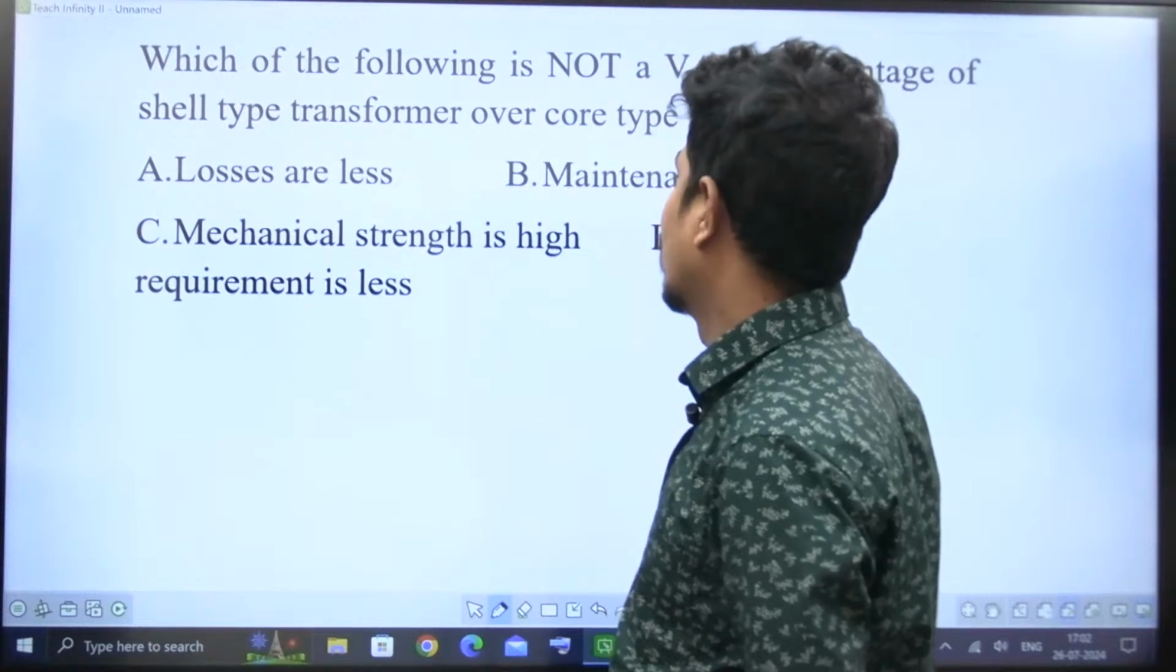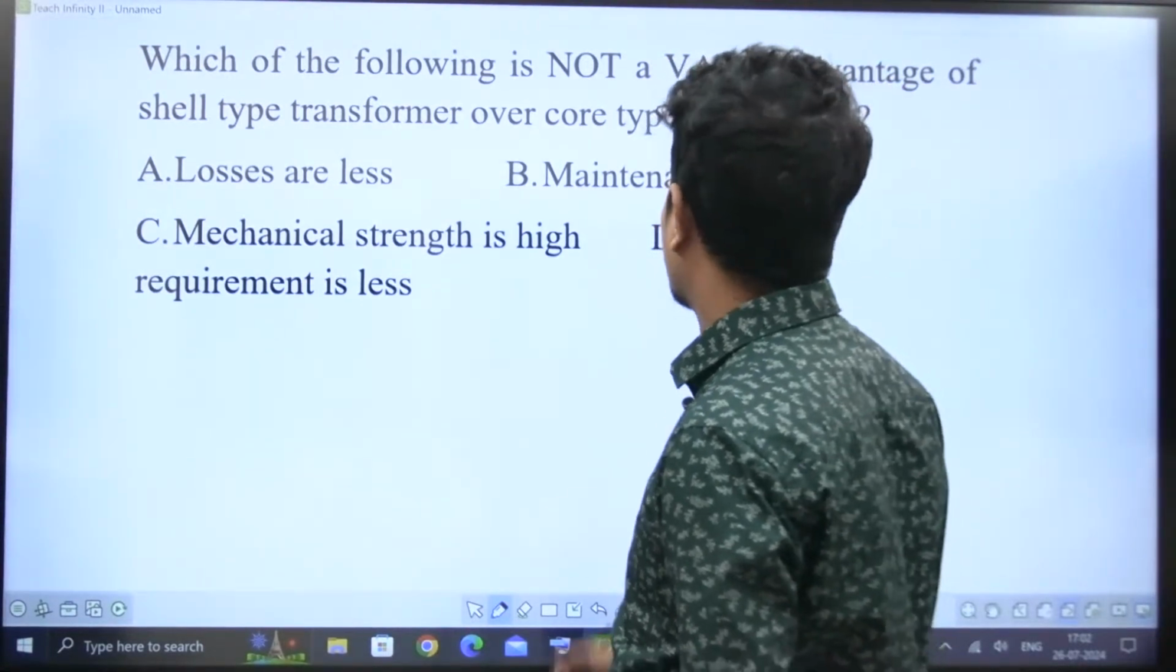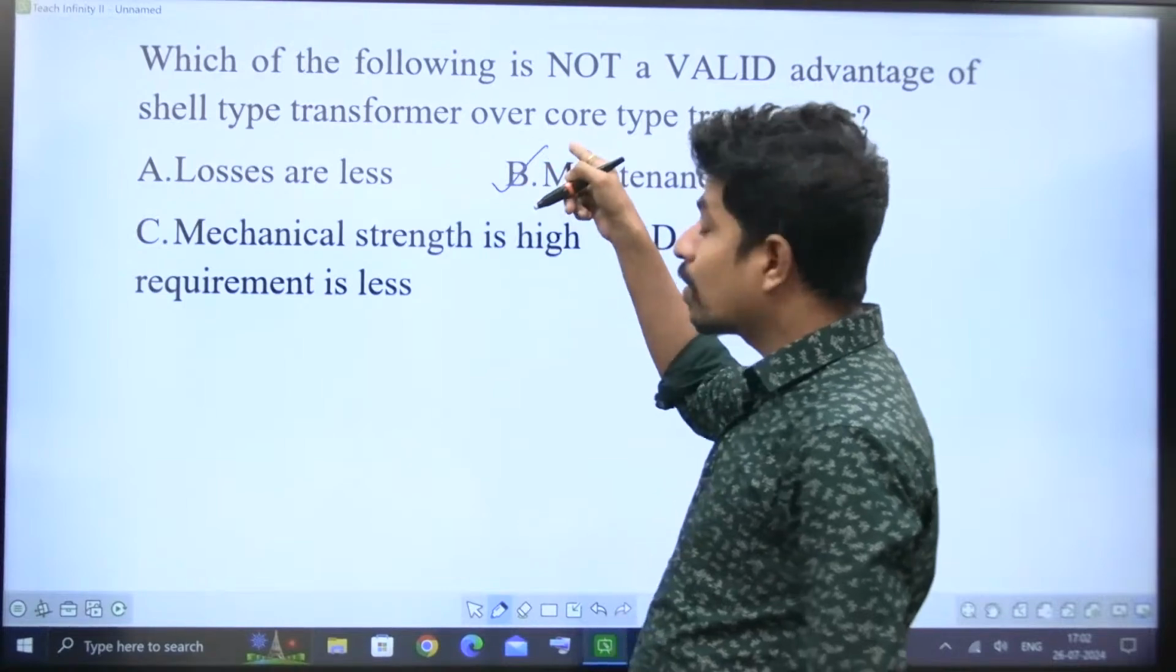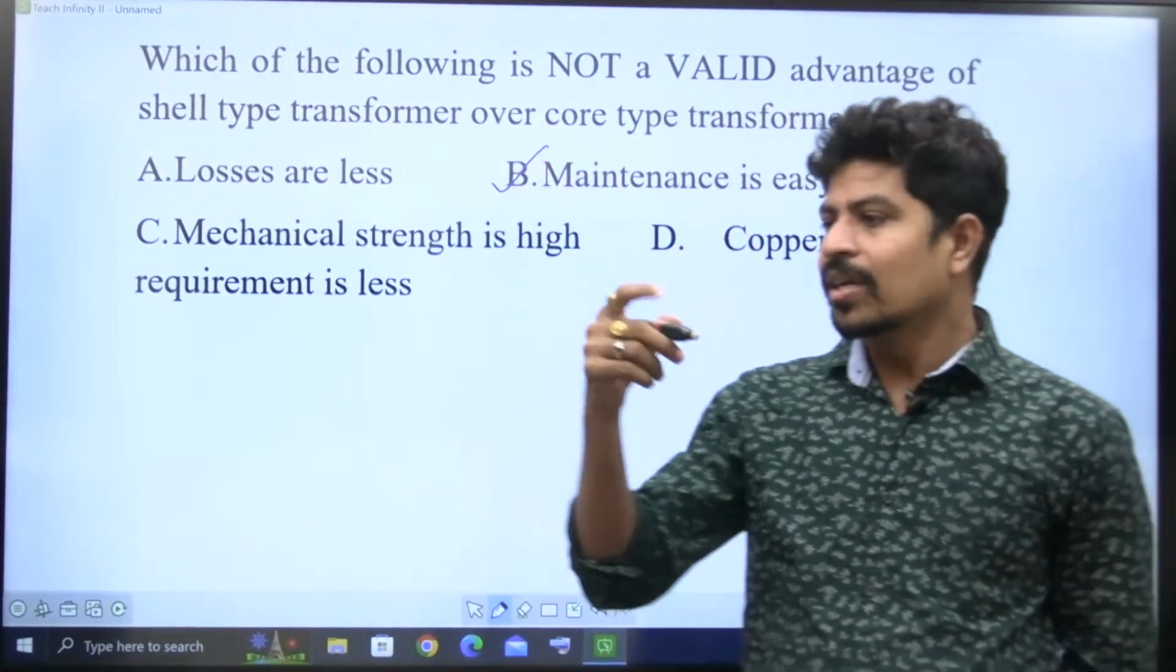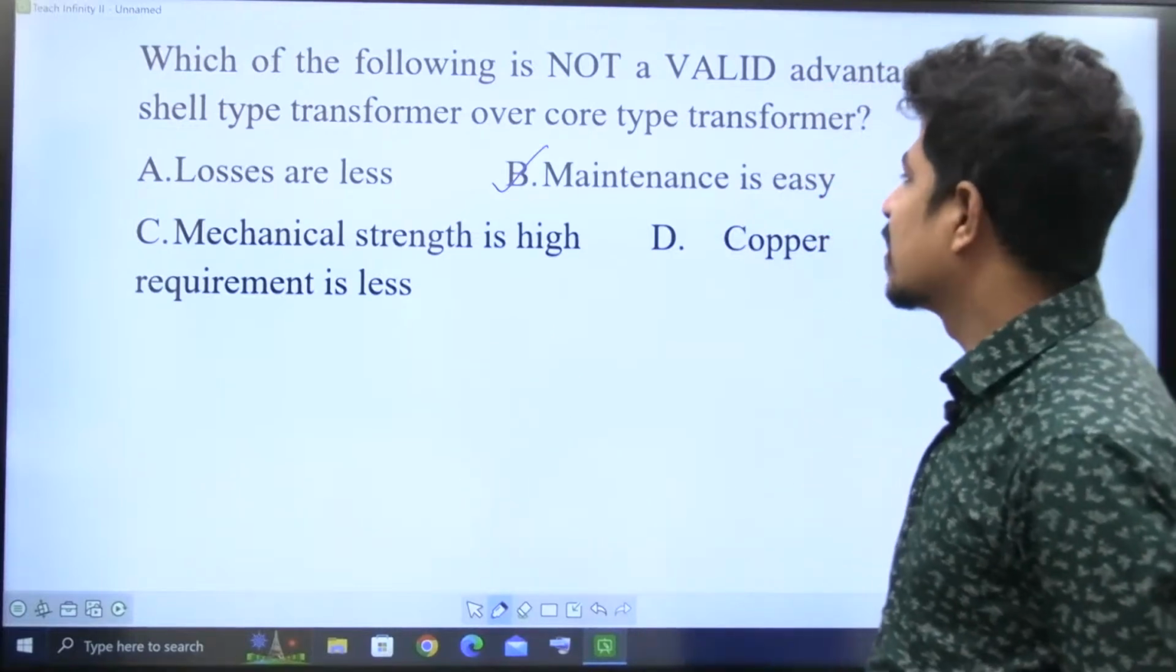Yes, it is a valid one. Mechanical strength is high, valid. Copper requirement is less, valid. Maintenance is easy, this is not a valid one. Okay, I'm marking. He's asking which one of the following is not valid. Yes, maintenance is easy, that is not valid.